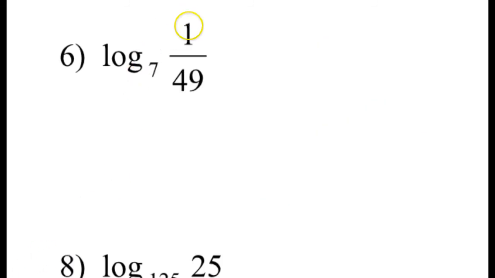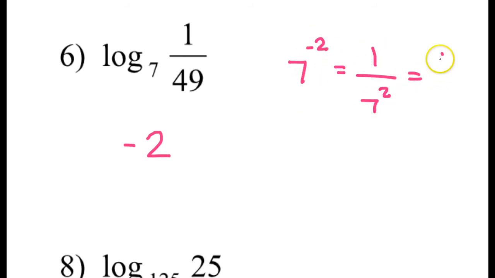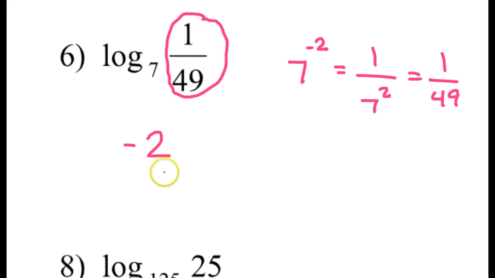So number 6, let's try that shortcut again. Cover up the 1. What power turns 7 into 49? Well, that would be 7 squared. So because it's 1 over 49, the answer should be negative 2. And one more time, you can just check your answer. If the answer is negative 2, then this should be the power that turns 7 into 1/49th. So let's see. If I do 7 to the negative 2 power, that's 1 over 7 squared, which is 1 over 49, which is exactly what we wanted. Okay, so the shortcut works.